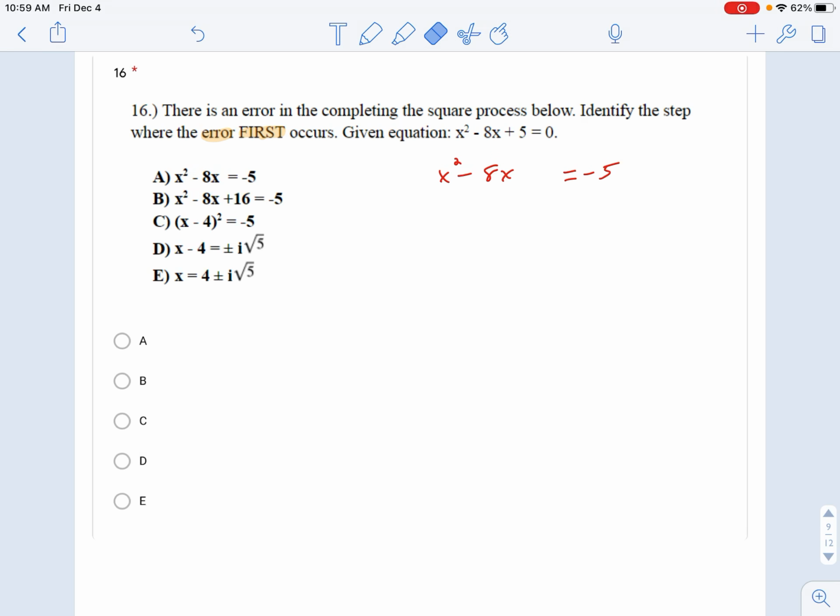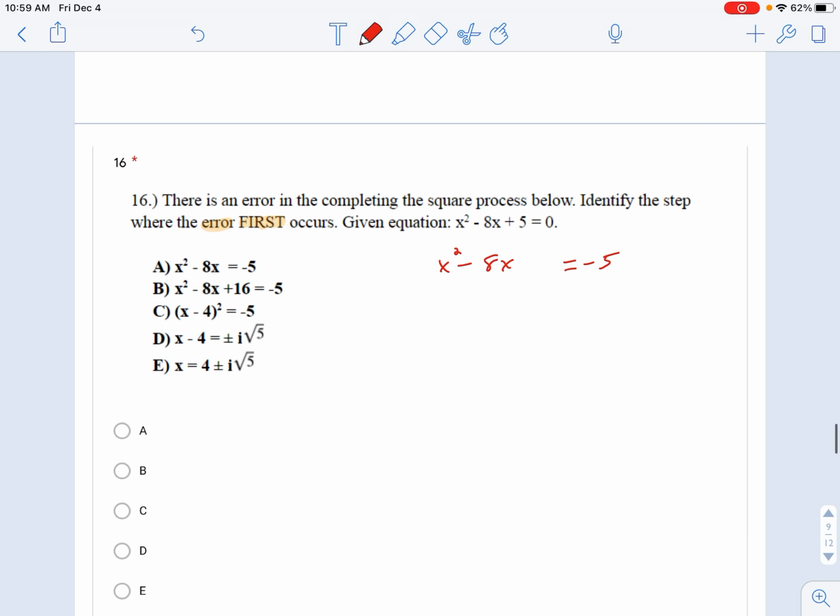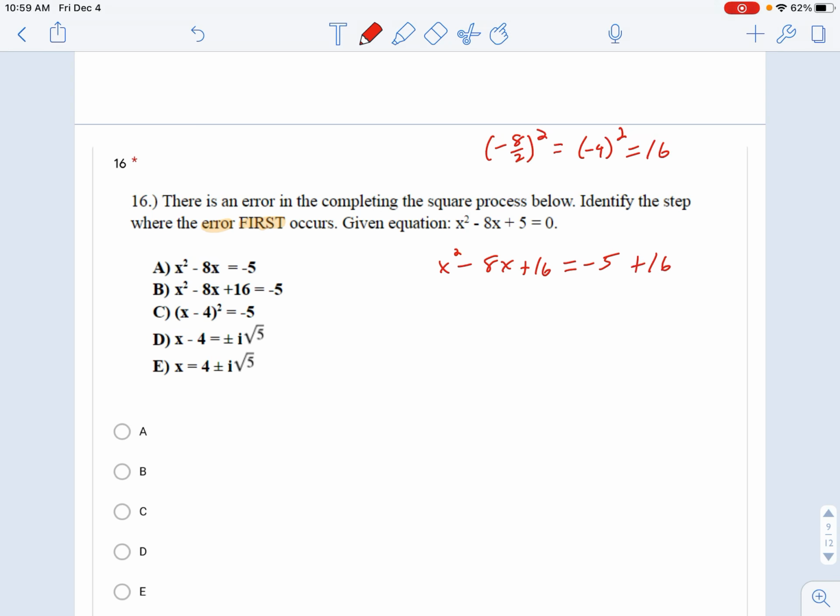So the first thing you do in completing the square is find the magic number and add it to both sides. So I need to take half of -8 and square it. The magic number is half of that number, squared. So that's going to be -8 divided by 2, which is -4, squared. -4 squared is 16. So I need to add a 16 here, and I have to add a 16 there.